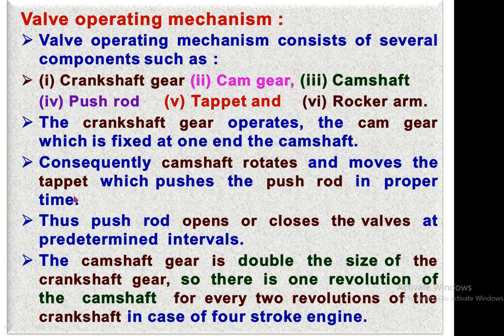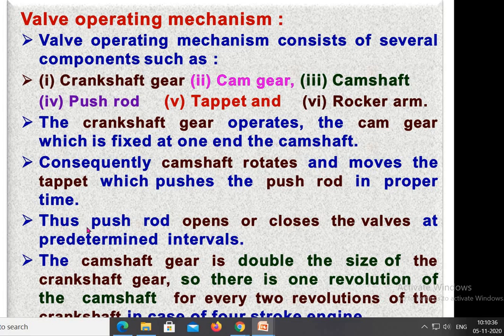Consequently, the camshaft rotates and moves the tappet which pushes the push rod in proper time, as I have explained in the figure. Thus, the push rod opens or closes the valves at predetermined intervals. It means the push rod goes upward and operates the rocker arm, and due to the downward movement of the other side of the rocker arm, the valve is pushed inside the cylinder, and that's why the valve head goes inside and the space for admitting fresh air into the cylinder clears. So fresh air enters the cylinder through the inlet valve, and if it is an exhaust valve then whatever burnt gases have been produced during the power stroke go out as and when this exhaust valve opens. Thus the push rod opens or closes the valves at predetermined intervals.